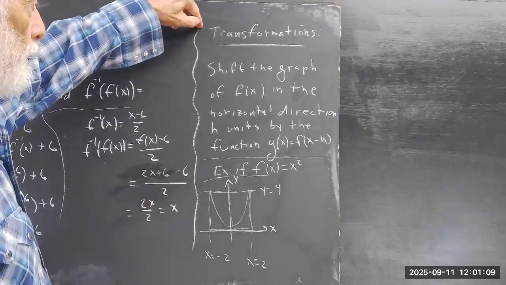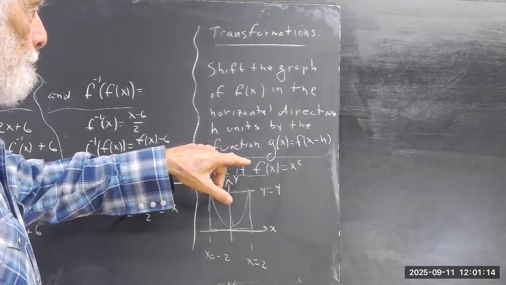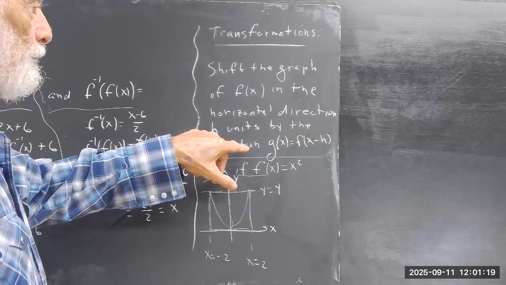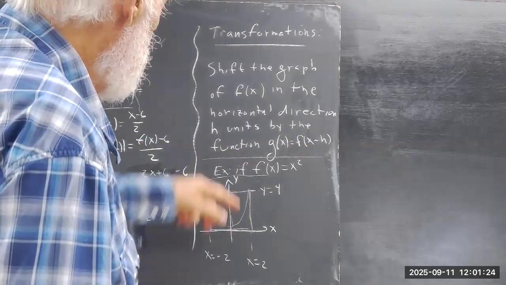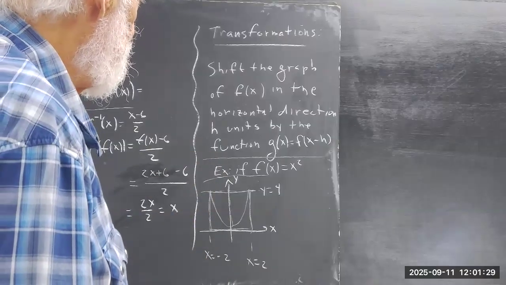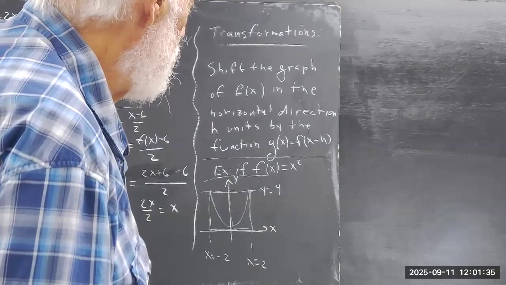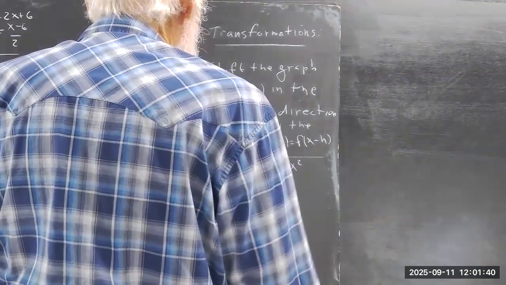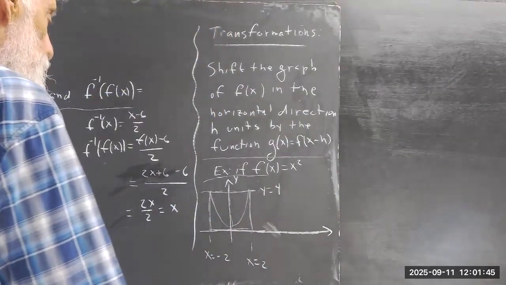Okay, again, the idea of transformations, we can shift the graph of f of x in the horizontal direction, h units, by using the function g of x equals f of x minus h. Okay, so here's the graph of f of x equals x squared. A graph of f of x equals, let's say, x minus 3 squared.